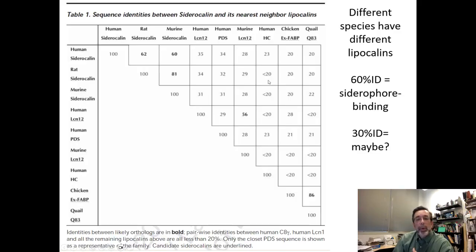When you get down to 20, you are not quite sure about the structure anymore, so you need to do a little extra computer work. If you have 60% identity, you can be almost certain that these also bind siderophores. If they're around 20, maybe they do, maybe they don't, or maybe there's a difference in their cup that will have them bind something different.